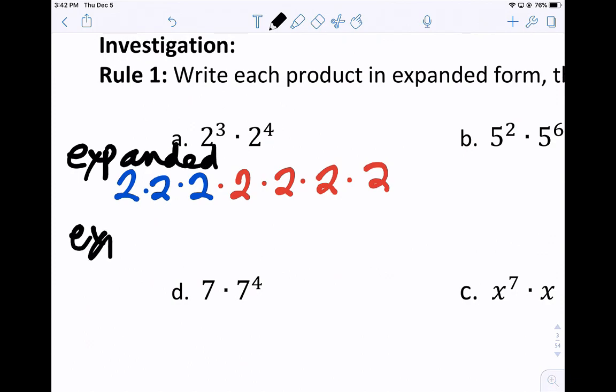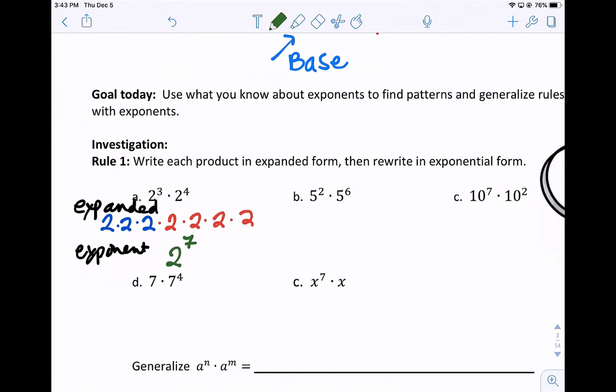And then exponent form, we will look at the base. The base for this is 2. And it's 2 to what power? We have 2 to the 7th power. So we'll do this until we find a pattern, and then we're going to generalize our pattern to write the rule. So the next one, we have 5 squared, 5 times 5, and then 5 to the 6th power.